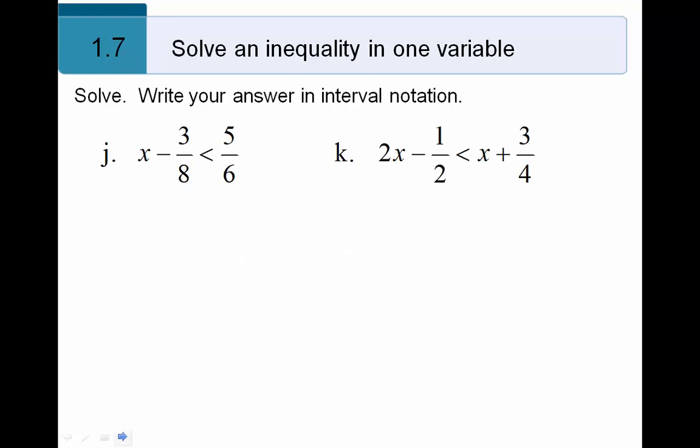Our next two examples contain fractions, which shows us that we have to use the first step to eliminate those fractions. In example J, I see denominators of 8 and 6, and the least common multiple of 8 and 6 is 24, so we're going to use 24 to eliminate those fractions. J has 3 terms in the inequality, and all 3 terms must be multiplied by 24.